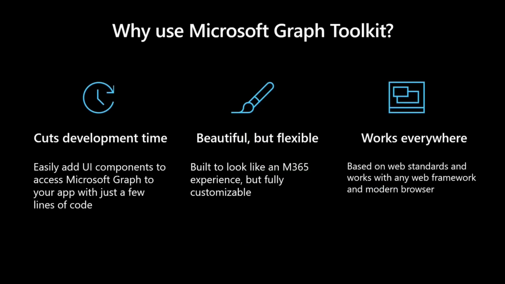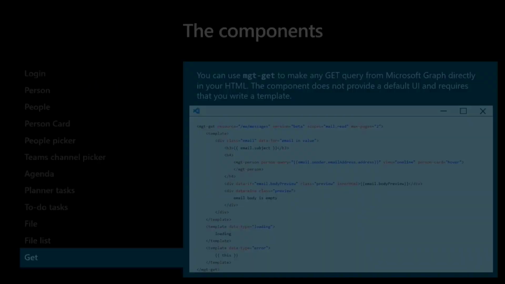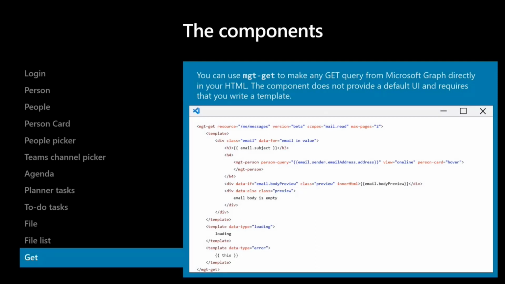Why would you care about the Graph Toolkit? First, it enables you to cut on development time. It's really easy to add a UI component and get functionality right out of the box inside your app with just a couple of lines of code. They're also beautiful. So they are built in Microsoft 365. So they are really similar to the native controls that you can find in Microsoft 365. But they also allow you to fully customize them to really bring the value and the brand and the look and feel you're expecting for your own components. And finally, it just works everywhere. You want to work in Teams, you want to work in SharePoint, you want to work in a web app, you want to work in Electron, wherever you want that web app to run, you're going to be able to use the Graph Toolkit.